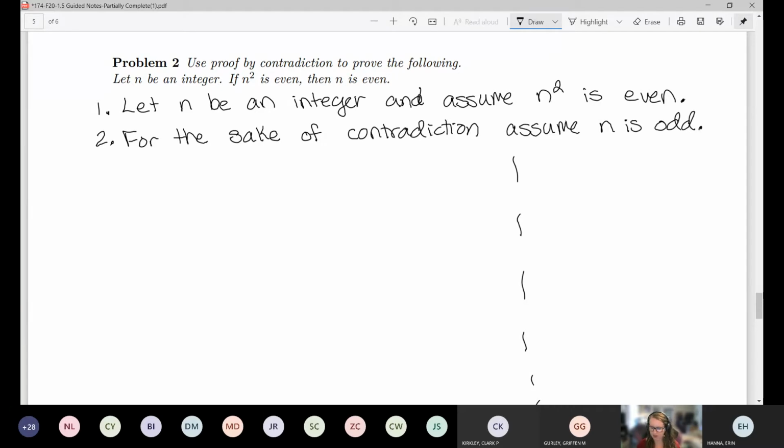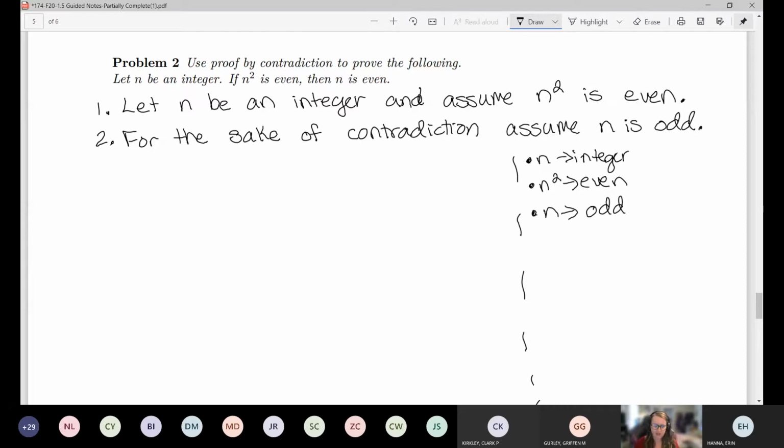Now let me come off to the side and do our scratch work. Let me remind ourselves what we have. I'm literally going to bullet point what we just had. n is an integer. n squared is even. And n is odd. That's the stuff we have to work with. Now we have to somehow work with this to come to a contradiction.